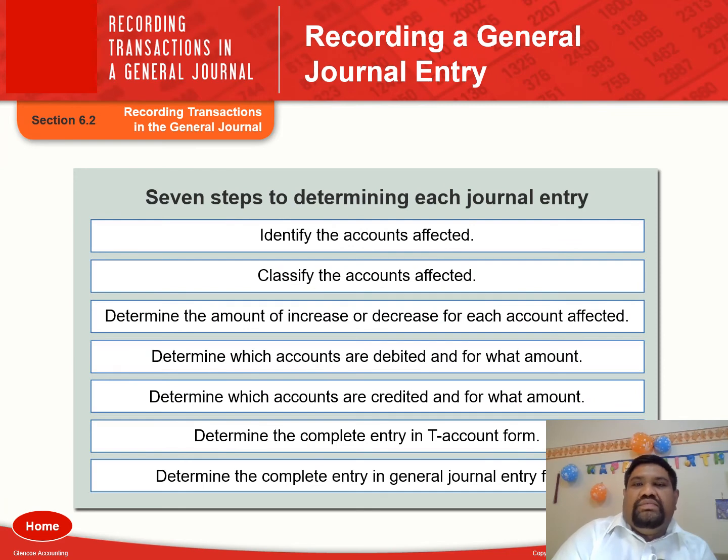Then the 7 steps for determining each journal entry. Identify the accounts affected and classify the accounts. Then determine the amount of increase or decrease of each account and determine whether it is a debit or credit. Then you have to complete the entry in T format. Then write it in the journal.